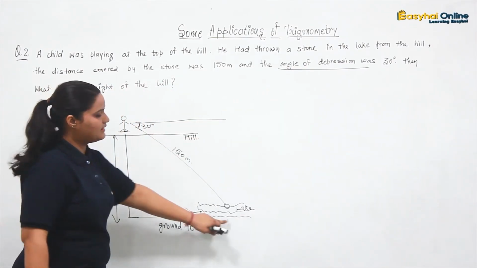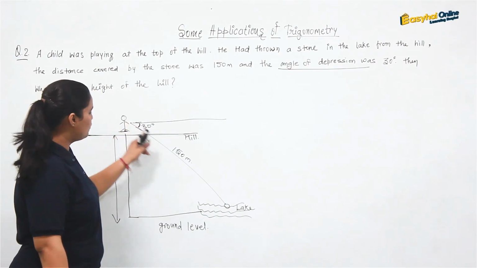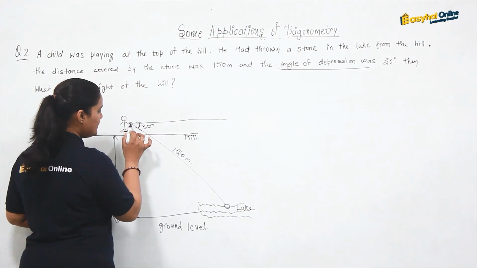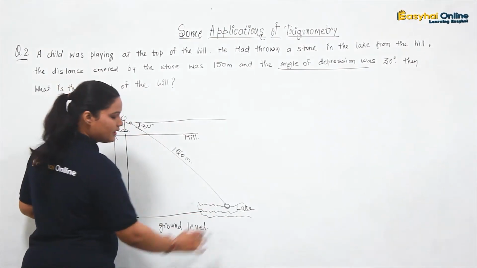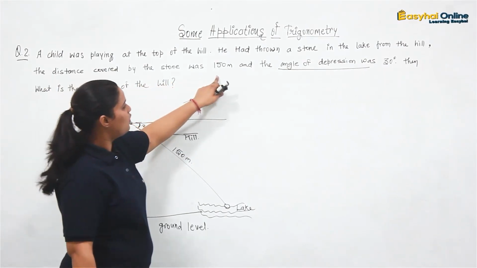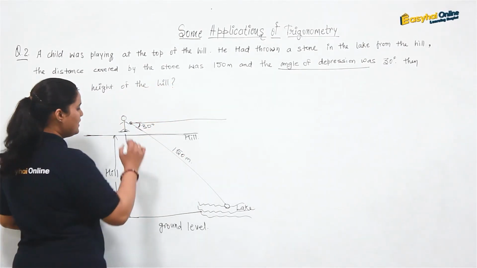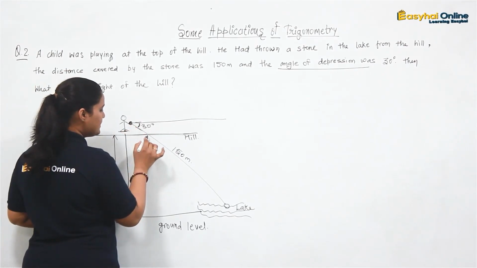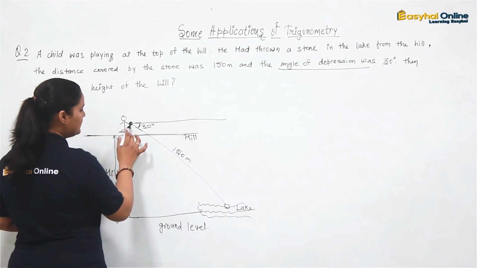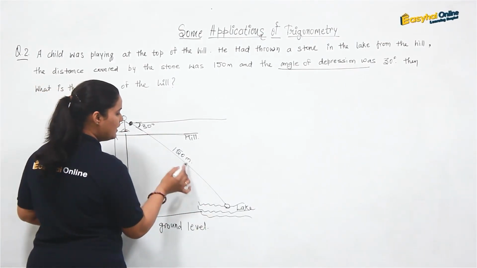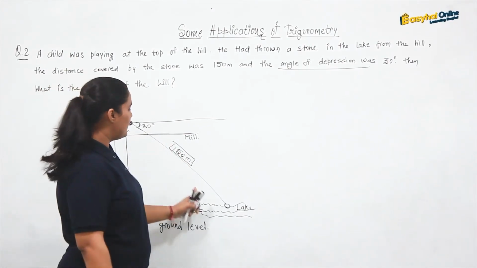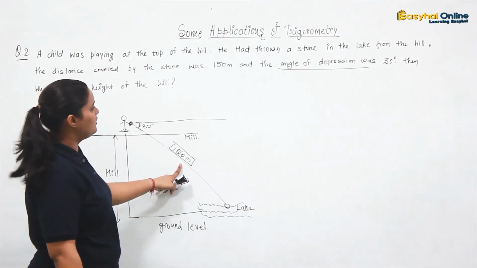This is the hill and this is the lake. He is trying to throw a stone. Means actually the object is going downward. Right? This is my object. The distance covered by the stone was 150 meter. It means it will cover a distance from the hill to the lake. It means I can say that the distance between the hill and the lake will be 150 meter. This is the slant height and it is equal to 150 meters.